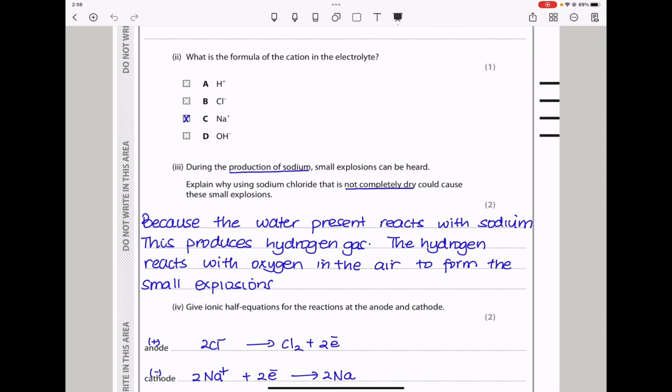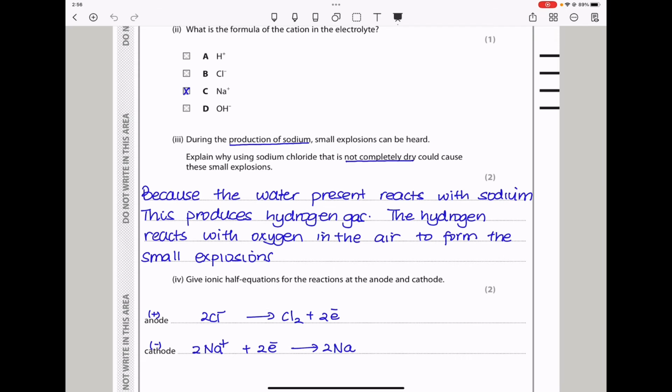And then they say, during the production of sodium, small explosions can be heard. Explain why using sodium chloride that is not completely dry could cause these small explosions. Here, because sodium is going to be a product, the produced sodium in the presence of damp or wet conditions is going to react with the water, and that is going to produce hydrogen, and hydrogen is going to interact with oxygen in order to produce those explosions because hydrogen is an explosive gas. So I said, because the water present reacts with sodium, this produces hydrogen gas. The hydrogen reacts with oxygen in the air to form the small explosions.